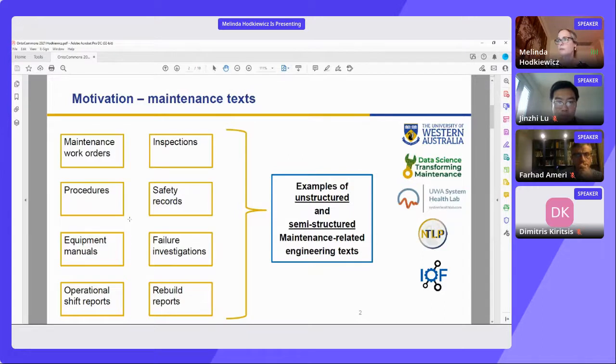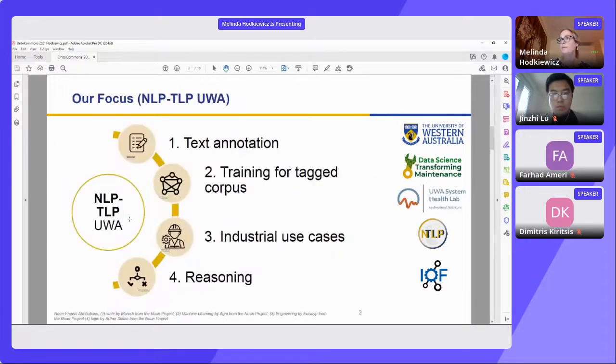Now, all of these are characterized by containing a large amount of unstructured free text data, kind of like I'm talking to you now, and also semi-structured data. So that's choosing from lists and drop-down menus. What our focus has been at our group at the University of Western Australia, which is called the NLP-TLP group, TLP stands for Technical Language Processing, and you're going to hear me use that word quite a bit, is to actually start with these raw texts. They contain enormous amounts of valuable industrial information, and right now they're largely processed manually.